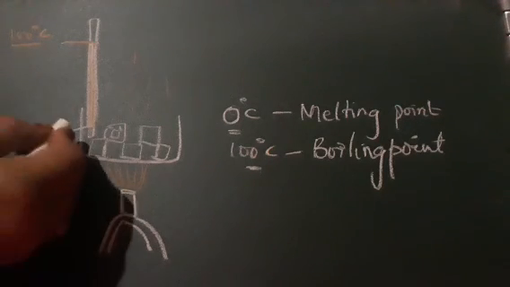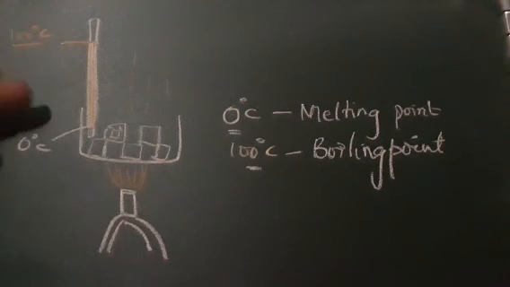In this you can easily measure and draw 10, 20, 30, 40, 50, 60, 70, 80, 90, 100. So now you have the melting point and the boiling point of the water. With this you can easily mark the readings with the help of your scale on the thermometer.